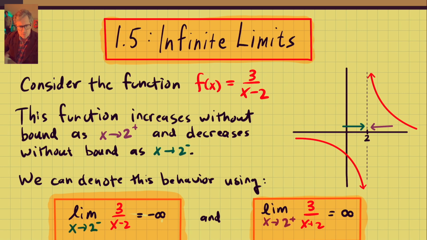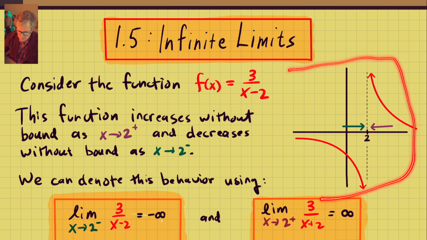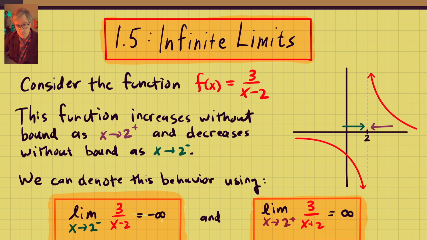And so as per usual, let's start with an example, right? Here's the function f of x equals 3 over x minus 2. Now I've gone ahead and plotted the function off to the side here, and you can see that if we approach 2 from the right-hand side, the function tends to infinity. And if we approach 2 from the left-hand side, the function tends towards negative infinity. Another way to say this is that the function increases without bound as x approaches 2 from the right, and decreases without bound as x approaches 2 from the left.